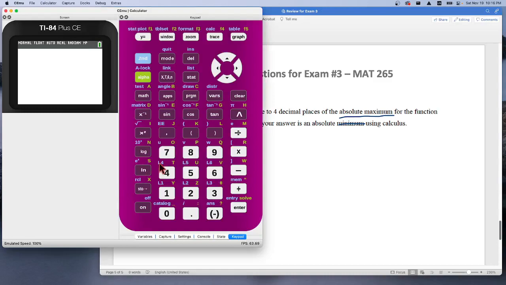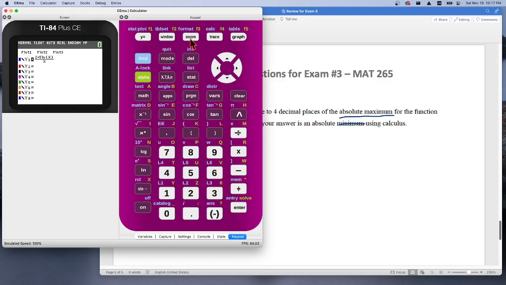So we'll enter in that function, and what I'm going to do is press alpha, which gives me the f1, and when we do that we get a numerator and denominator, so it just makes entering fractions a little bit easier. So 2 plus 5 natural log of x, and then we arrow down and put x in the denominator so we can see how it's looking.